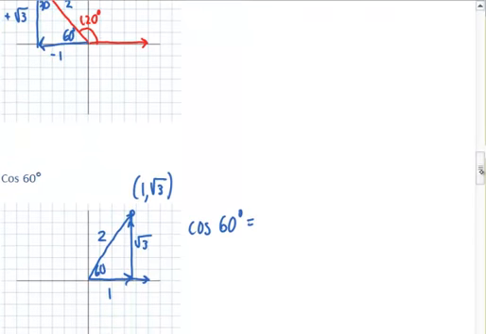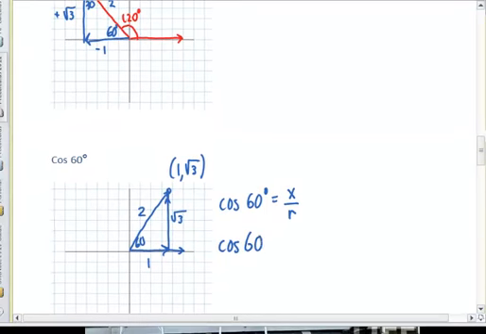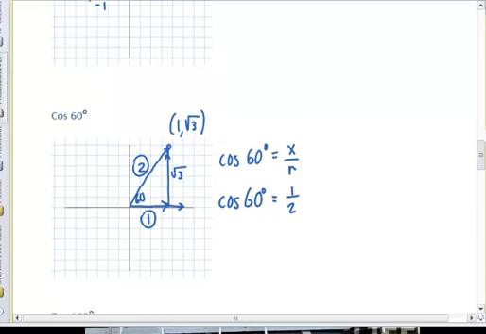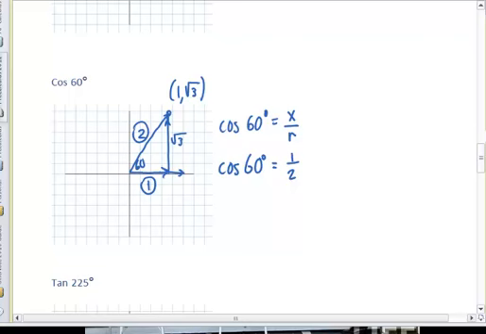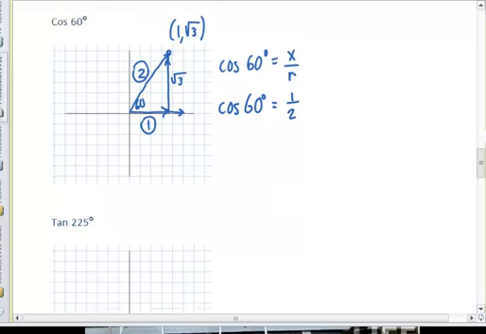So going back, if I say it's equal to x over the radius, you would just use the x coordinate, and that's 1, divided by the radius, which is 2. If you want to call it adjacent over hypotenuse, that's fine as well. The answers will work out to be just fine as long as your reference angle is in the right position. Triangle's in the right position.